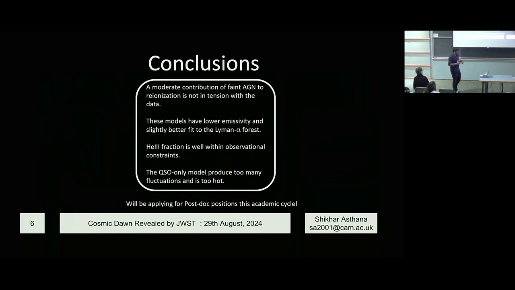Given the few observations that I showed, the conclusion is that if you have AGNs, a moderate contribution fits the observational data pretty well. You don't really have to change your late reionization models. However, a QSO-only model is pretty challenging. The width of the distribution for the effective optical depth is too large, and the temperature is a little too high. So that's it. Thank you.